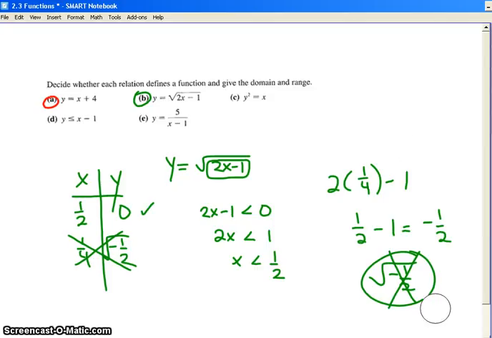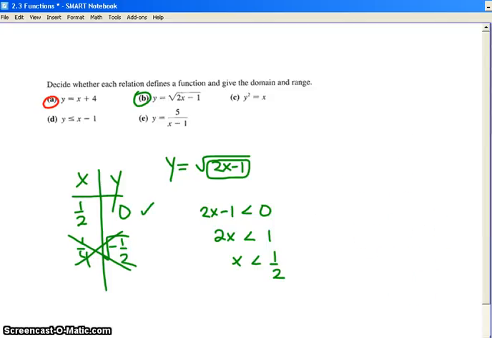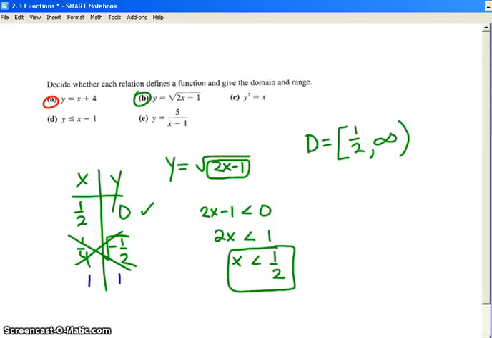Okay, so to write the domain here, we would put that x has to be greater than or equal to 1/2. So the domain is equal to [1/2, positive infinity). And then the range of this function, since 0 is the very first number that is allowed as my output, okay, it's going to be [0, infinity). It's never going to fall below 0.